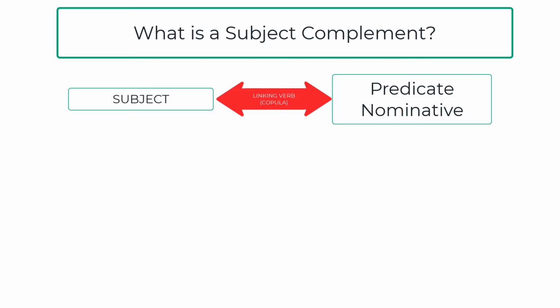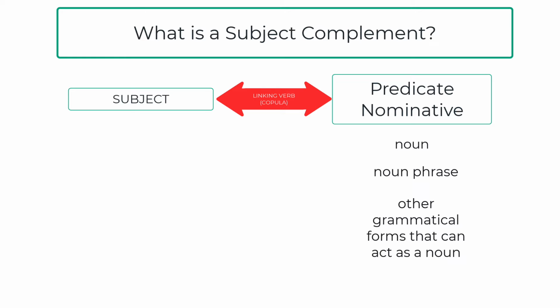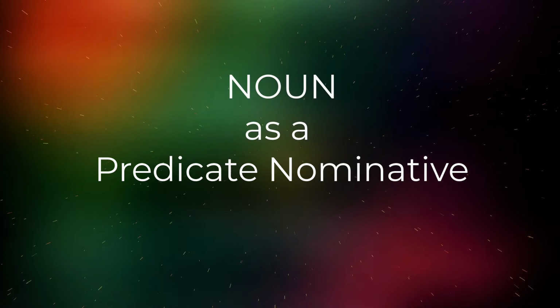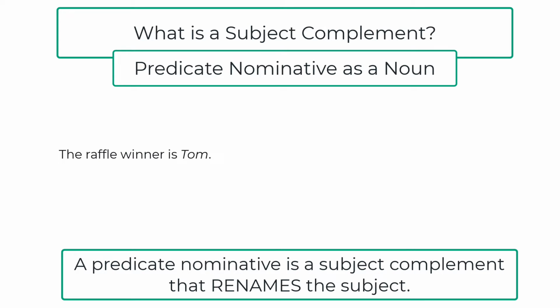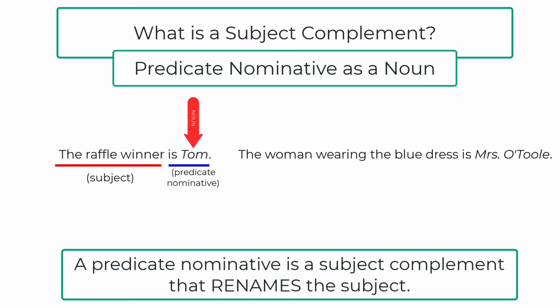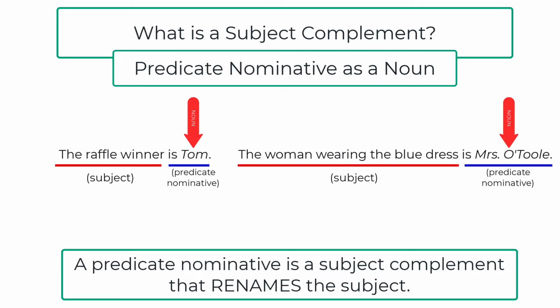Let's start with the predicate nominative. A predicate nominative comes in the form of a noun phrase, or any other grammatical forms that act as nouns. The raffle winner is Tom. The woman wearing the blue dress is Mrs. O'Toole.